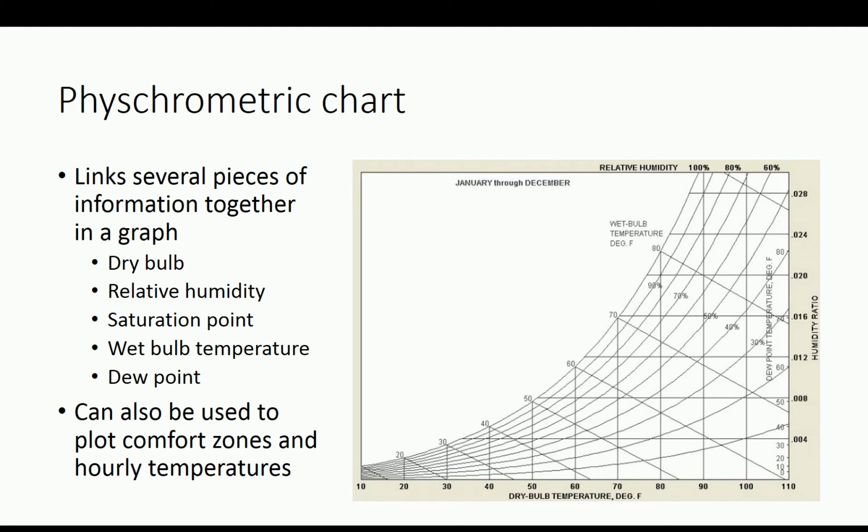The wet bulb temperature, which is taken, we'll talk about that with a sling thermometer. And then the dew point, all right? And I'm going to talk about each of these things in specific. Also, the other things that we can do with this is to plot where the comfort zone is, okay? Taking into consideration various factors. All right, we can also use it to say, on a given day, the temperature was this at 6 in the morning, this at 7 in the morning, this at 8, and then it went down. We can plot all of the hourly things for a given day. You guys are going to be doing that.